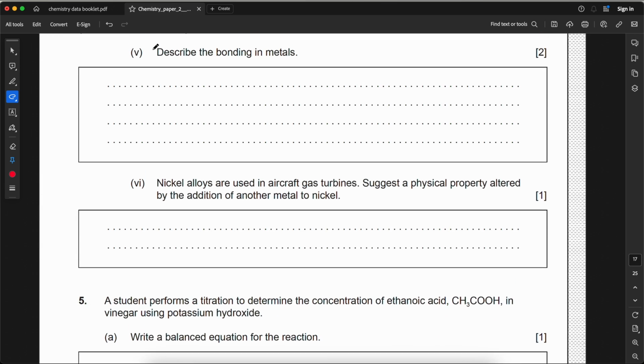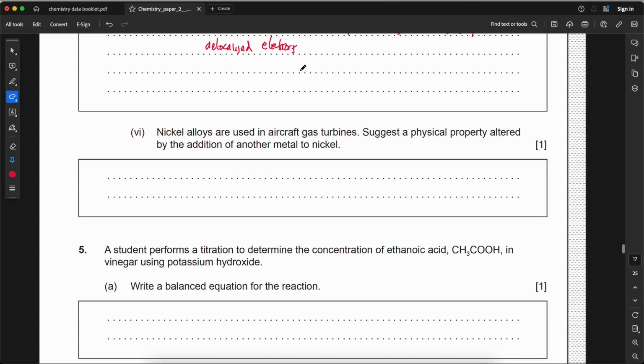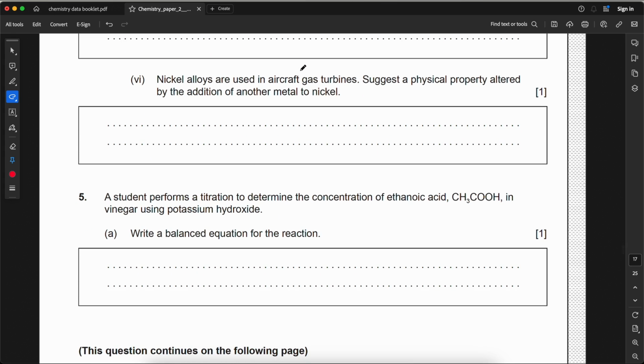Describe the bonding in metals. It is electrostatic attraction between a lattice of metal ions and a sea of delocalized electrons. Nickel alloys are used in aircraft gas turbines, suggest a physical property altered by the addition of another metal to nickel.